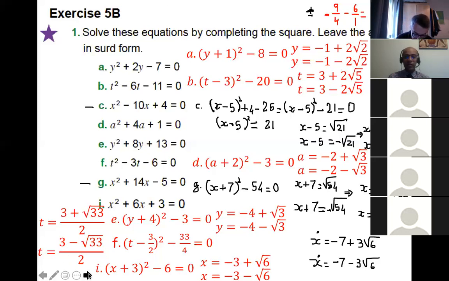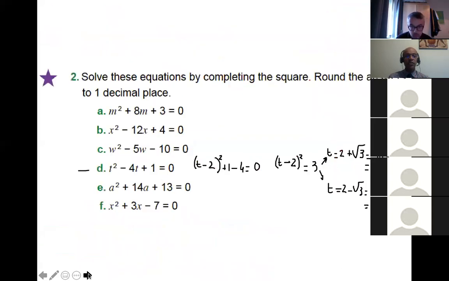So next on the list, we had solve again by completing the square, but this time we were asked to round. So in this scenario here, you will need to use your calculator. Whenever you see round the answer to 1 decimal place, they expect you, most of the time, to be using the calculator.